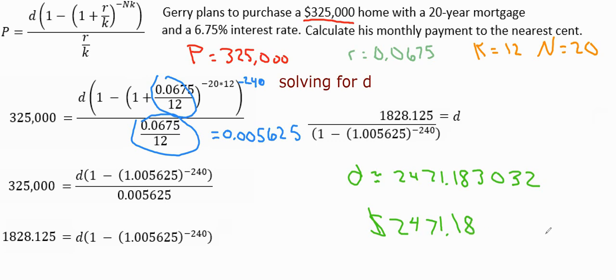$2,471.18. If you have any kind of questions, ask your math teacher. Be really careful in putting this in the calculator one step at a time. And if our answer doesn't make sense, double check it.